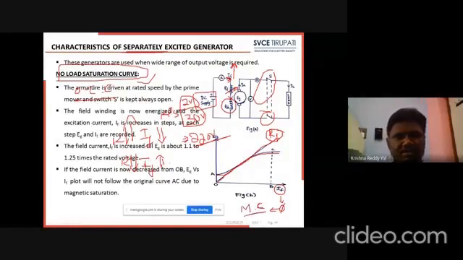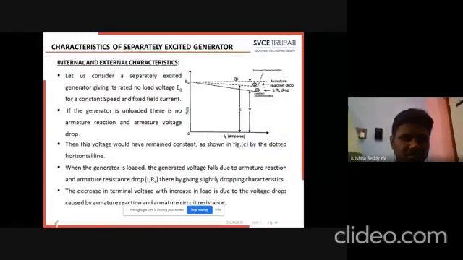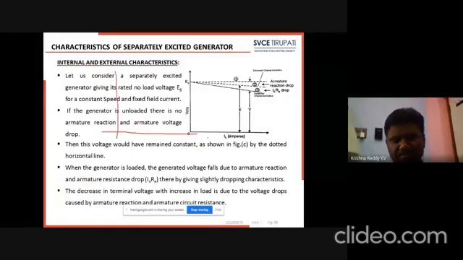The next characteristic is internal characteristics. Here, as the armature rotates at rated speed, we give rated field current. It generates rated voltage like this. When there is no load, its voltage is constant, 220 volts. This is referenced as curve 1.